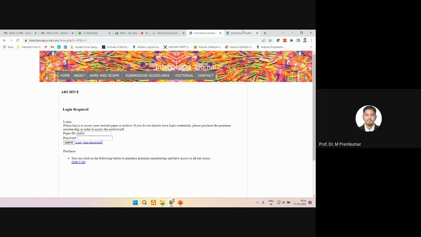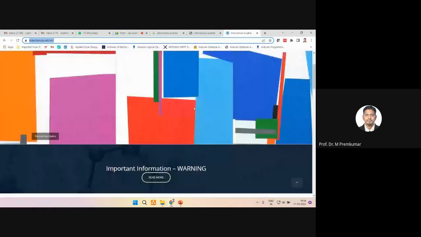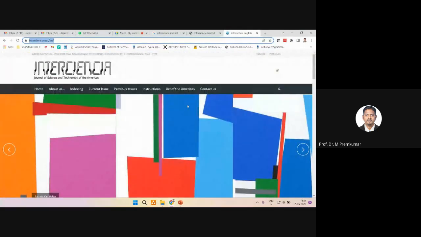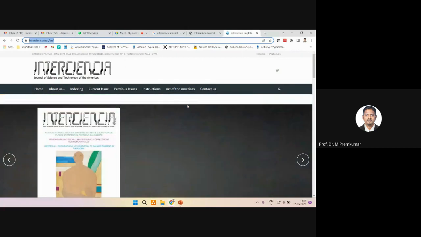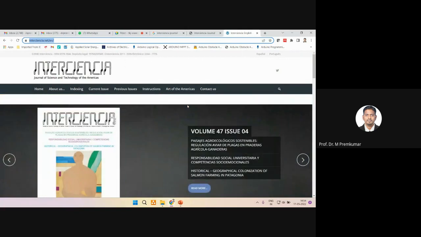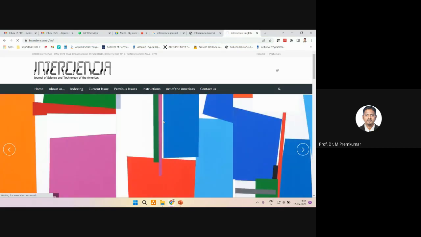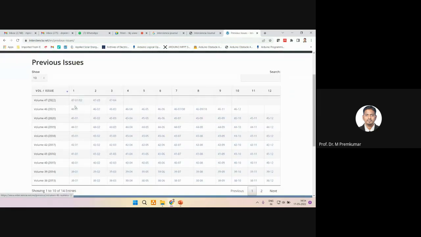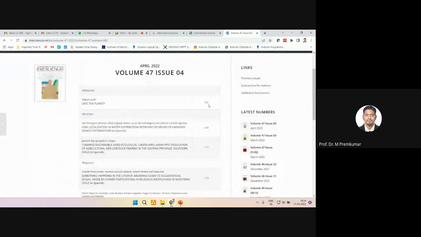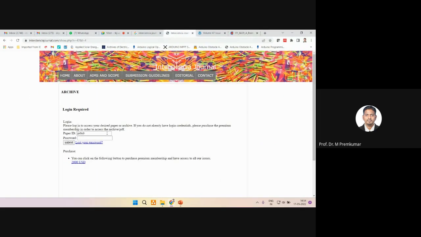But in the original, you can see it is a completely open access journal. You can download the paper without any cost, without any login details. If I go to the previous issues, I can download all the papers. This is my recent paper, this is the recent paper. All your papers are downloadable. But here, they will be asking you for the paper ID and the password, and once it is given, then only you can download the papers.